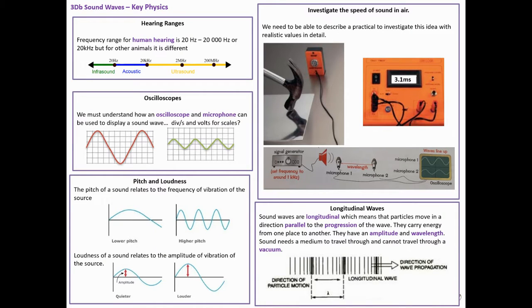Okay, so we're doing iGCSE little intro topics. It's 3D part B, second part of, so it's sound waves. So we're already looking at light. So sound waves, you need to know about hearing ranges.